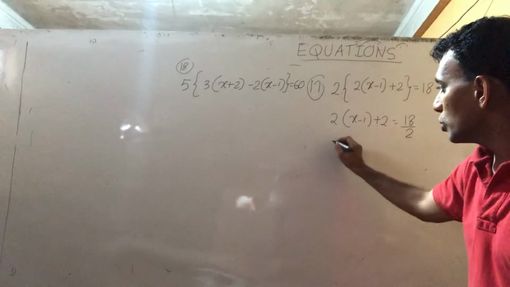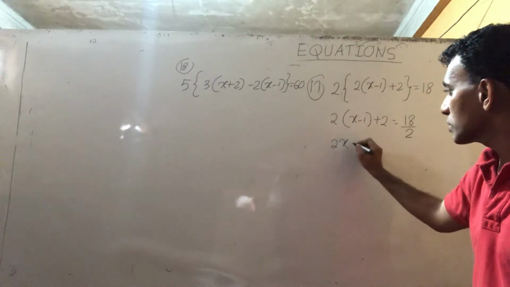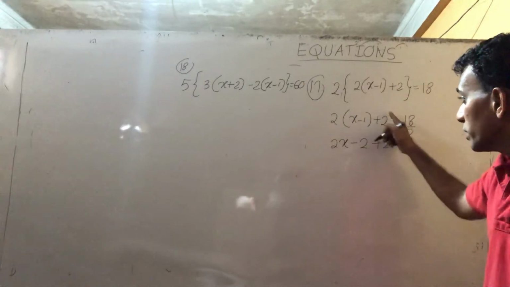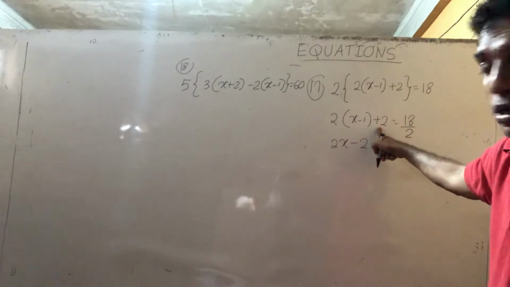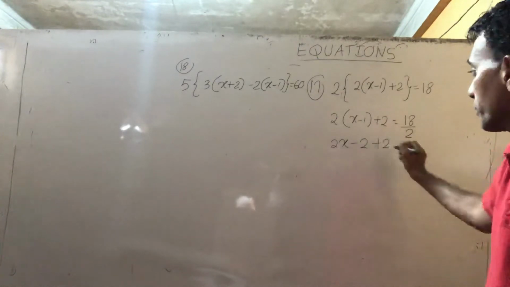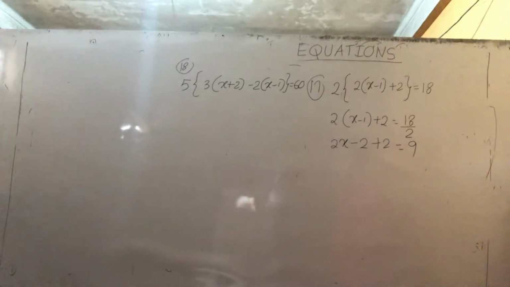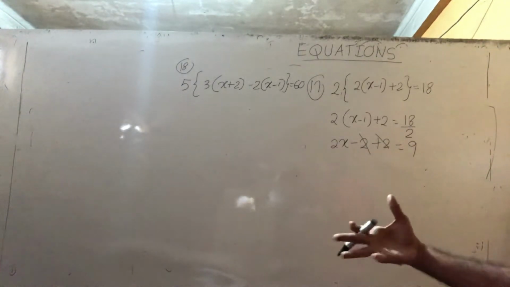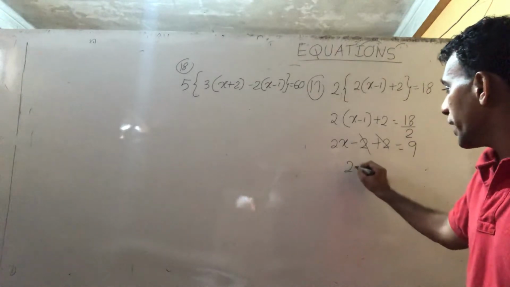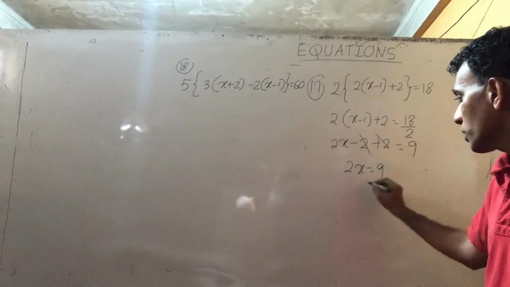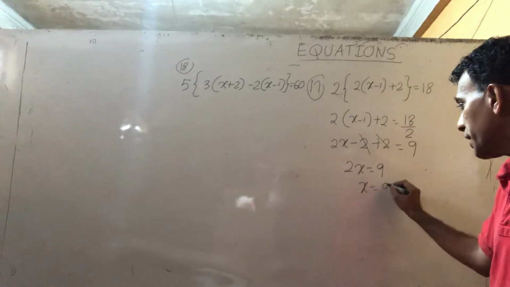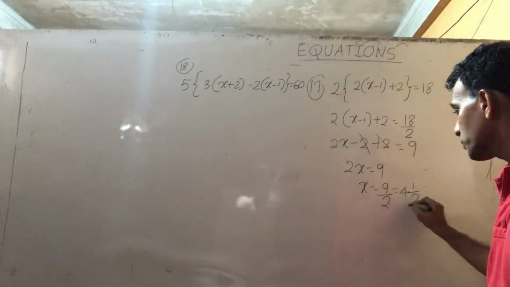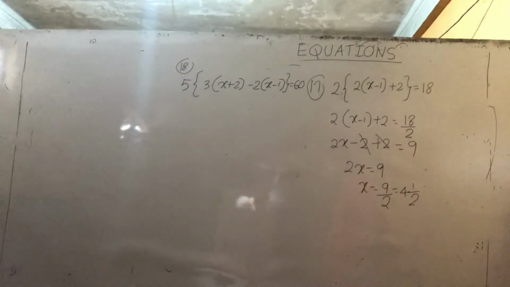I multiply: 2x minus 1 times 2 plus 2. This 2 is outside the bracket, don't say 4. Here 9. Okay, and now minus 2x plus 2x vanishes to 0. Therefore 2x equals 9, so x equals 9 divided by 2, 4 and a half. Okay, that's the method.